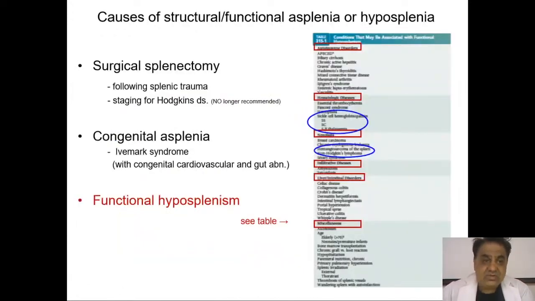So, the spleen may be absent due to surgery following trauma or certain cancers, or in congenital situations where the spleen may not have developed embryologically. For example, IVEMARK syndrome, where you have congenital asplenia with cardiovascular and gut abnormalities, or functional hyposplenia with, say, sickle cell disease and a myriad of diseases which will be taught down the line, where the spleen is there but it is functionally not fully working, called hyposplenism.